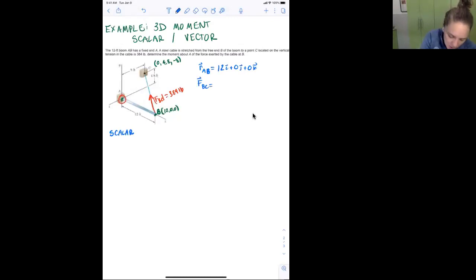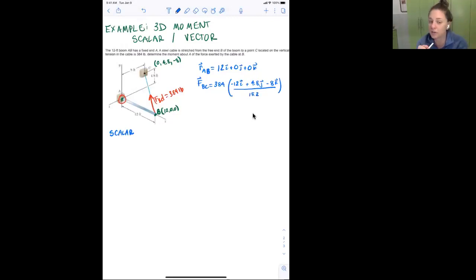Okay, so I know the magnitude, it's 384. I'm going to multiply that by the unit vector, which is the position vector from B to C divided by the magnitude. To get from B to C, I need to go -12 in the x direction, a positive 4.8 in the y direction, and a -8 in the z direction. I'm going to divide this by the magnitude, which I will just cut to the chase on and you can calculate for yourself, is 15.2.